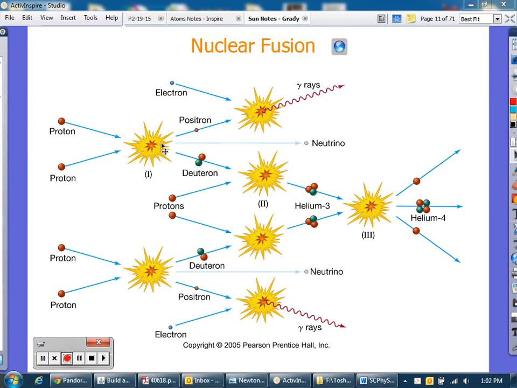In the process, a neutrino is also made. Neutrinos are near massless, weakly interacting particles. They just fly out of the sun, no consequence. Now back to the deuteron.